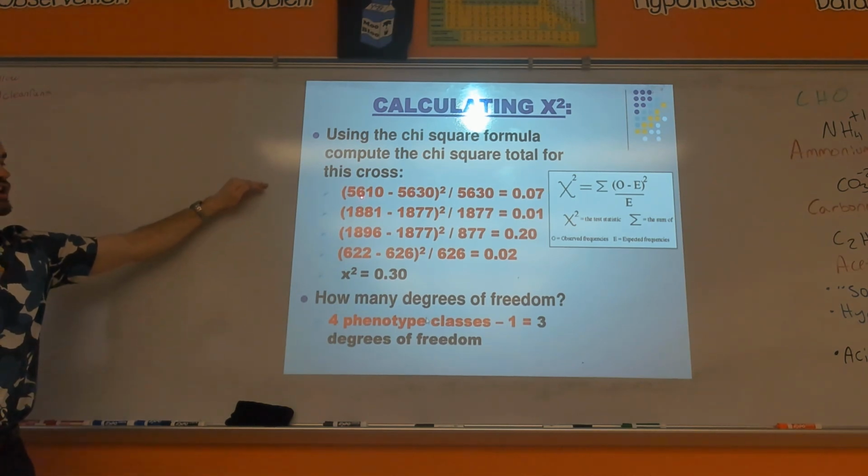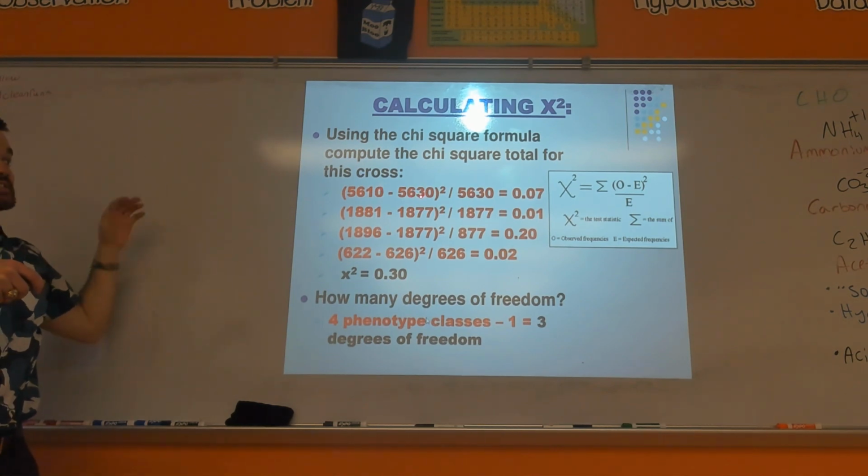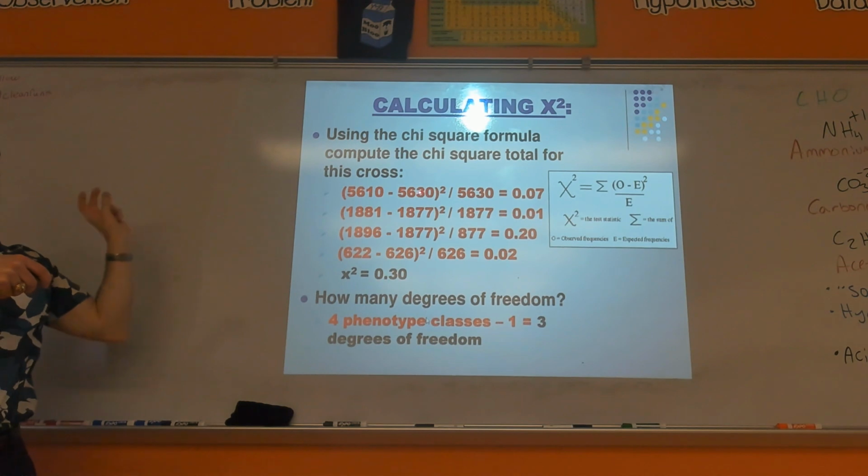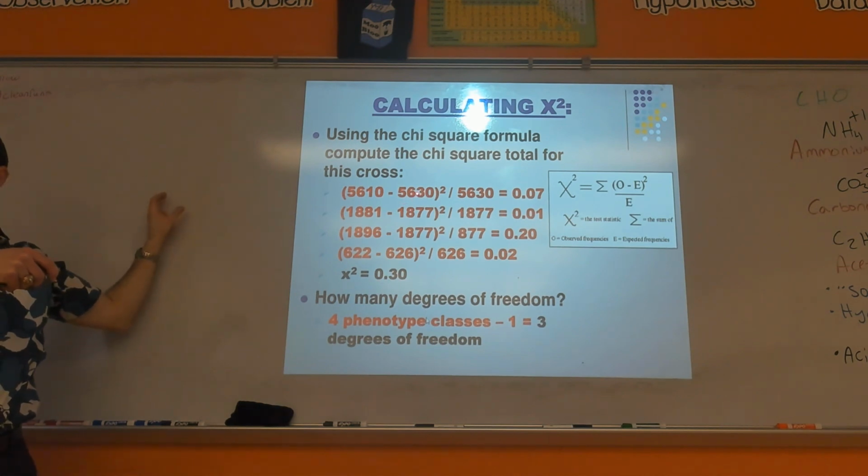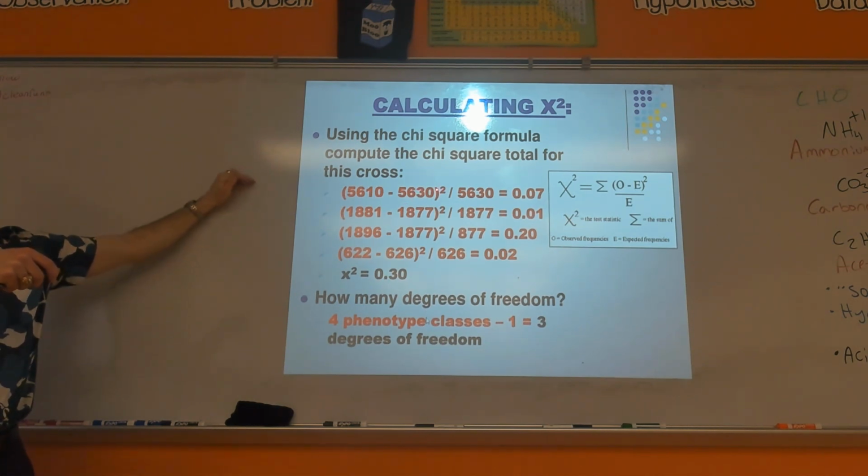Here, your observed for that first phenotype was 5,610, minus what we would expect, what we calculated, like 9/16 of them, squared, divided by your expected, and you get that number.